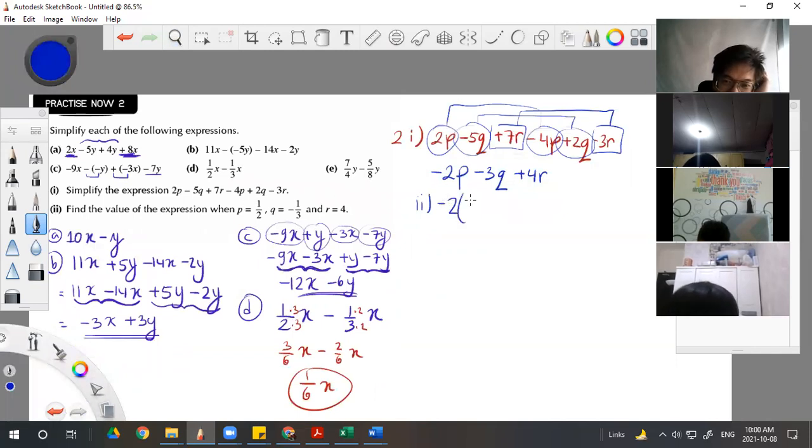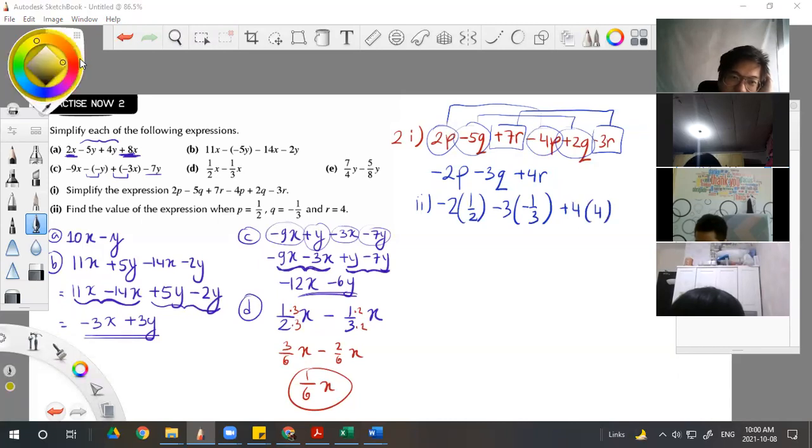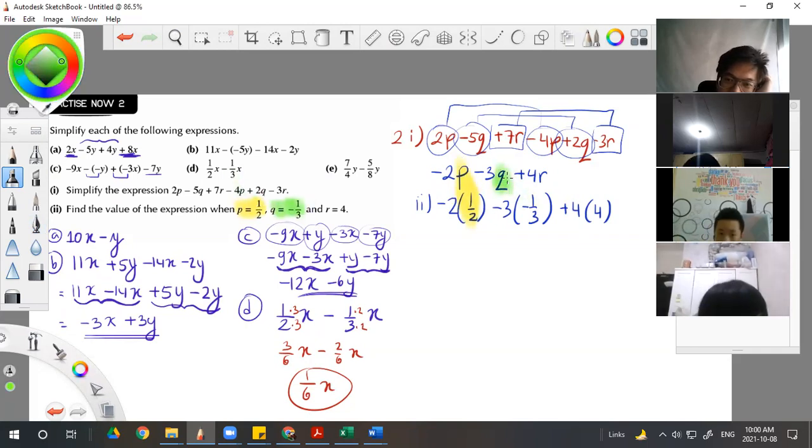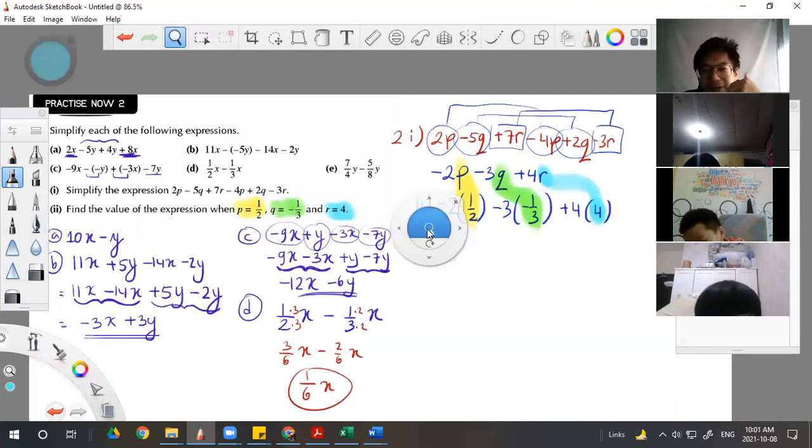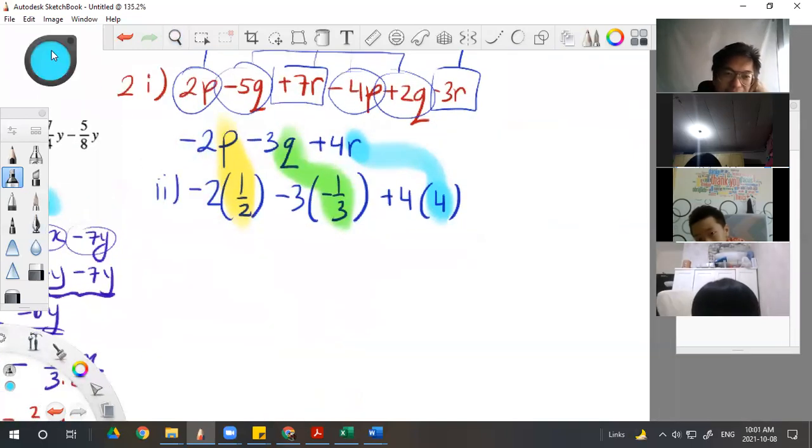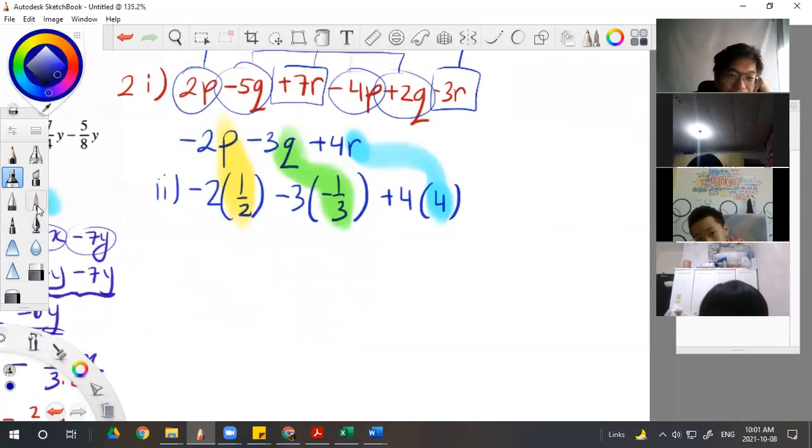Oke. Negative 2, p-nya ganti half. Negative 3, q-nya ganti negative 1/3. Right? Plus 4r. R ganti 4. You perhatiin ini. Focus on this. Okay, now I ask for your focus. P half. Q 1/3. See? You can see. And then r 4. There you go. And what you can do next, try to solve it one by one, slowly but sure. Okay, again, slow but sure. Don't do it too fast.